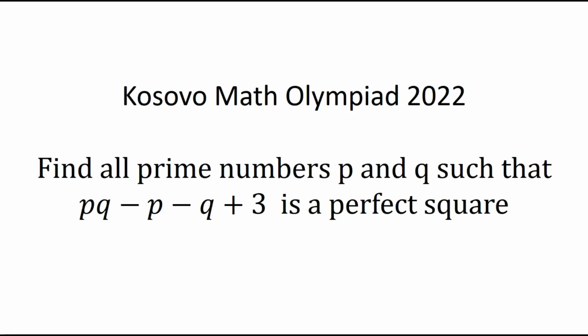We have selected this time a beautiful number theory problem, of course in my opinion, from the Kosovo Math Olympiad of 2022 for the 10th grade, which is for students up to 16 years old. The statement of the problem is as follows. Find all prime numbers p and q such that pq minus p minus q plus 3 is a perfect square.